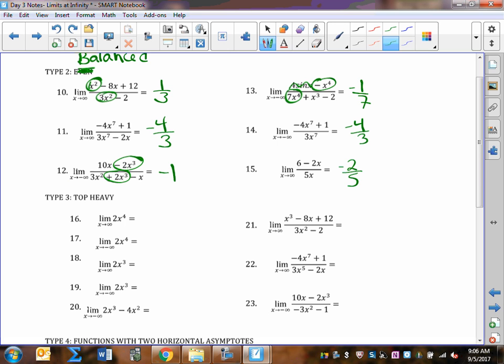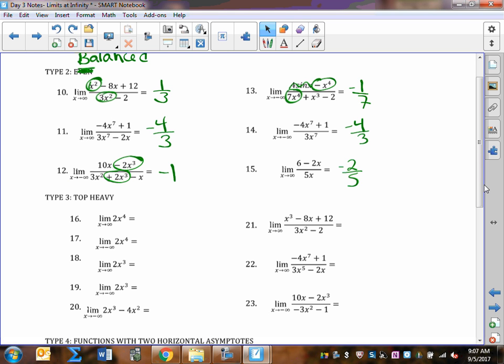All right, so again, the idea here is that my x's are growing at essentially the same rate, so we look at the coefficients out there. Now, technically what you do for this algebraically is divide each term by what's within there, but if you remember your balanced, top heavy and bottom heavy rules, you can save yourself a lot of time.